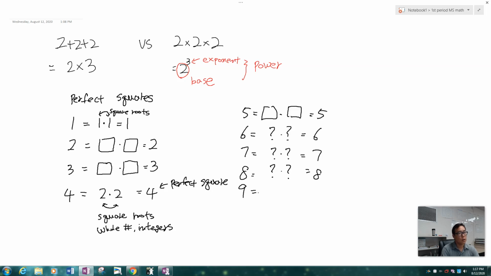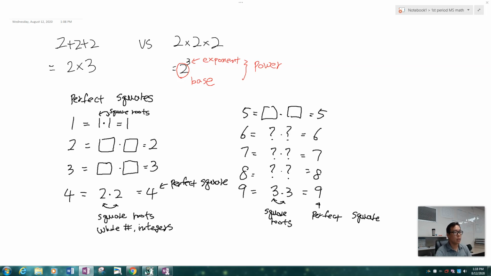9. I can find the two numbers that when you multiply become a 9. What are those numbers? 3 times 3. 3 times 3 is 9. Therefore, 9 is a perfect square. And these 3 times 3, they are said to be square roots of 9.